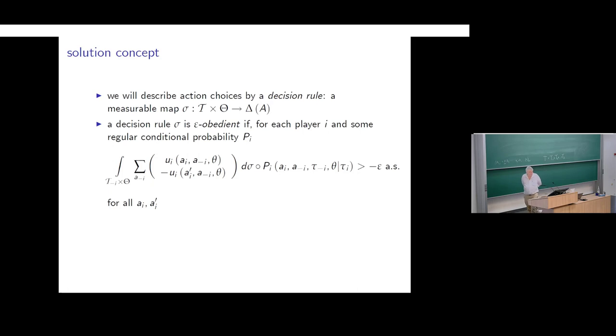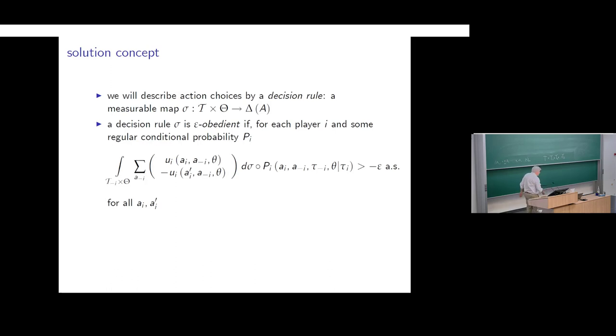Okay, we'll say that a decision rule is epsilon obedient if for each player I and for some regular conditional probability for that player, this inequality is satisfied. So I'm going to be doing one important thing here, which is that I'm not going to be requiring rationality. I'm going to weaken the assumption of rationality to epsilon rationality. Instead of saying they're choosing a best response, I'm allowing them to choose something which is not a best response as long as it is within epsilon of a best response.